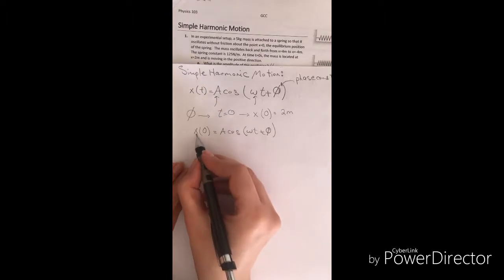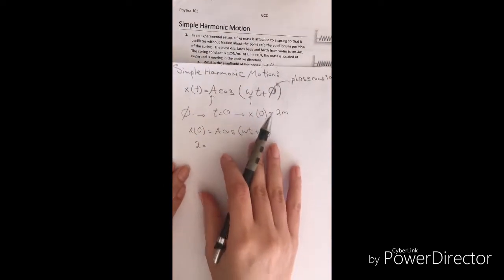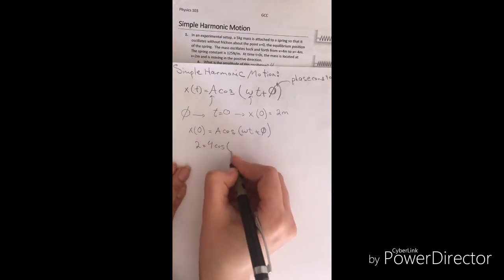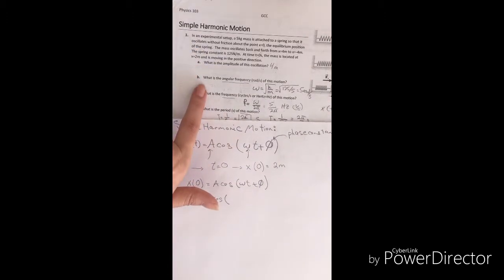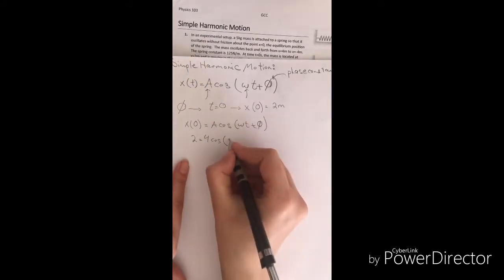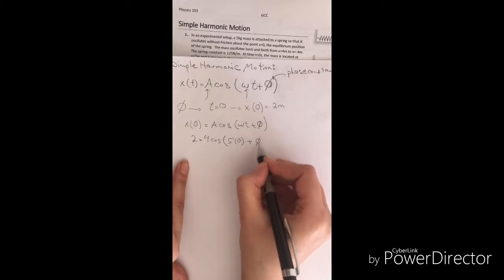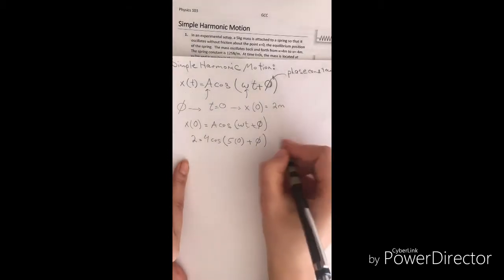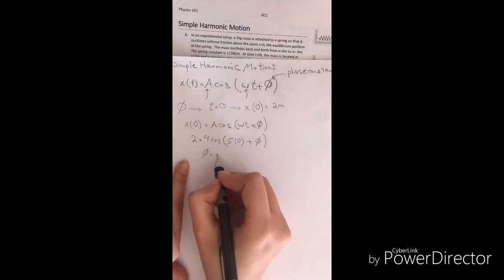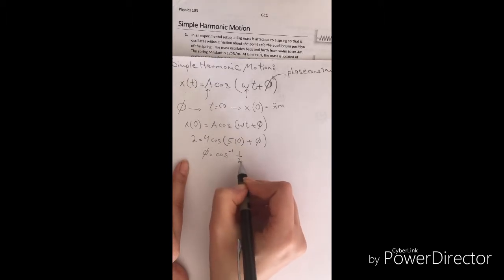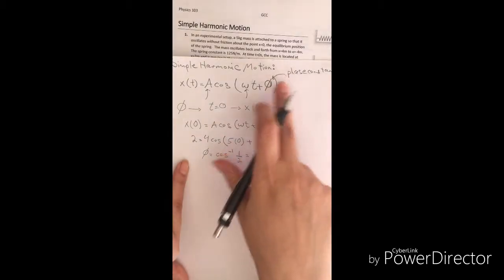Now x of 0 is 2, which equals the amplitude, which we found in part A is 4 meters. So we put 4 cosine of omega, the angular frequency, which we also found in part B, which is 5 rad per second. And t is 0, plus phi. So we can find phi. Phi is cosine inverse of 1 over 2, which is pi over 3. So we found phi, the phase constant.